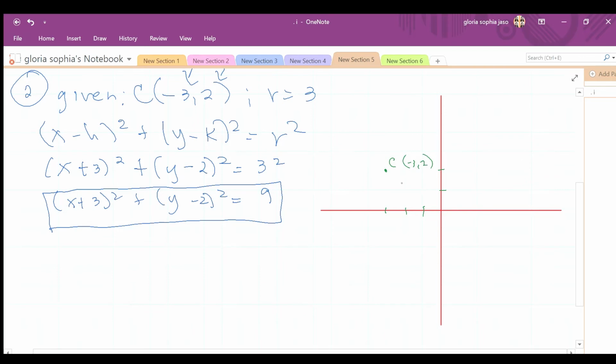So, radius is 3. So, from the center, we will move up 3 units. So 1, 2, 3. It's here. Then we will also move down 3 units. So 1, 2, 3. Then move to the left 3 units also. 1, 2, 3. And then move 3 units to the right. So 1, 2, 3. Okay, then trace our circle.